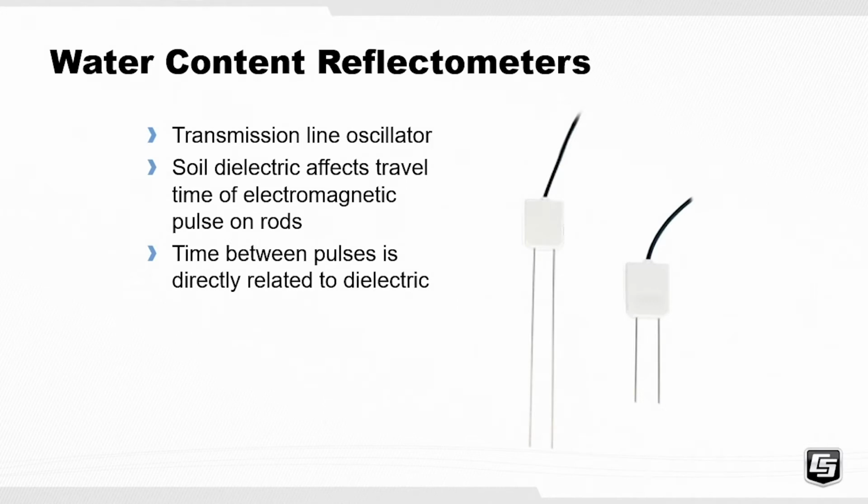Okay, so water content reflectometers operate with a transmission line oscillator, and that simply means that it's emitting these pulses along the rods, and those pulses then get reflected and come back, and as soon as that pulse comes back, it triggers another one, so that's the oscillation. And then that time between pulses is directly related to the dielectric constant.